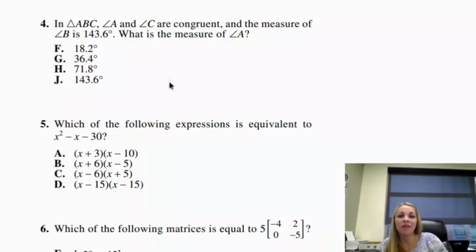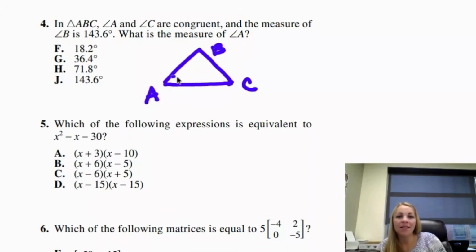Question number 4. In triangle ABC, A and C are congruent. So let's draw a triangle real quick. Triangle A, B, C. A and C are congruent, which means they're the same angle measure. And the measure of angle B is 143.6 degrees. What is the measure of angle A? So this is what we're trying to figure out.